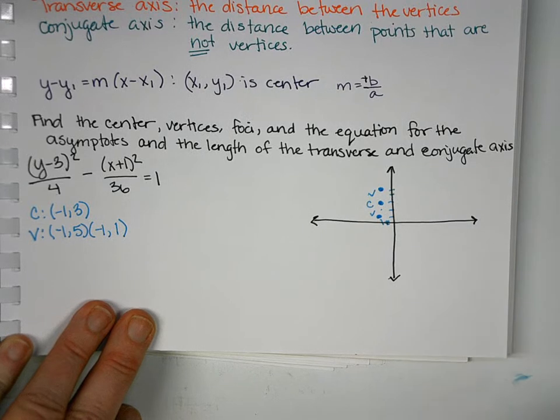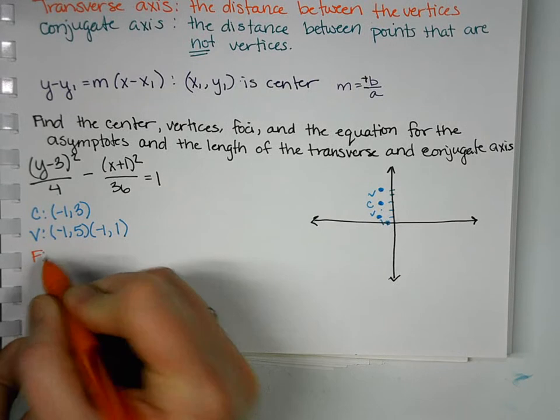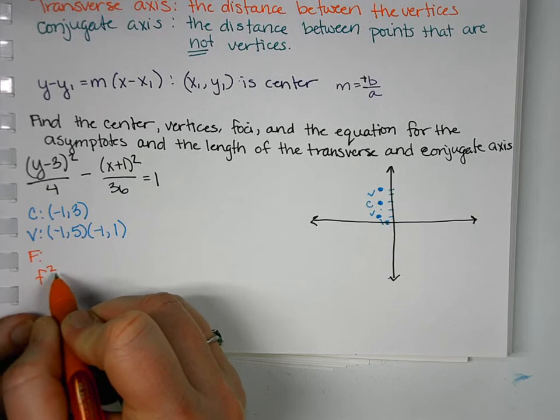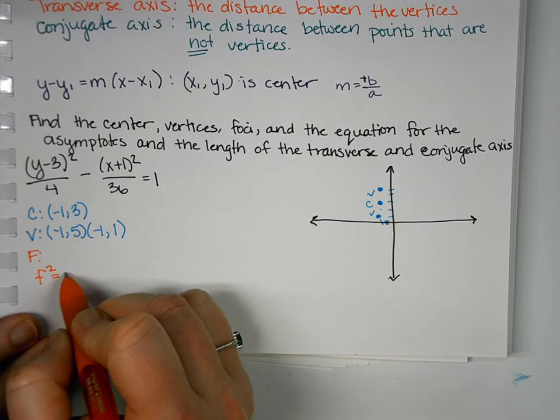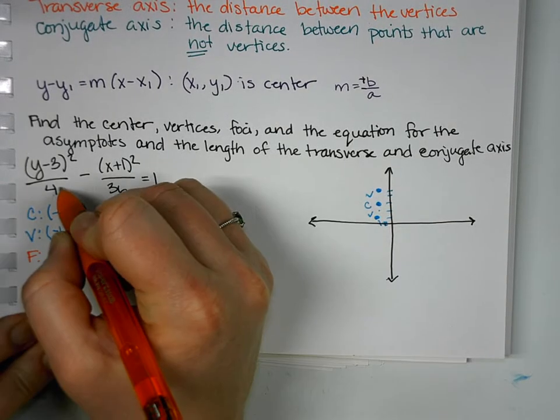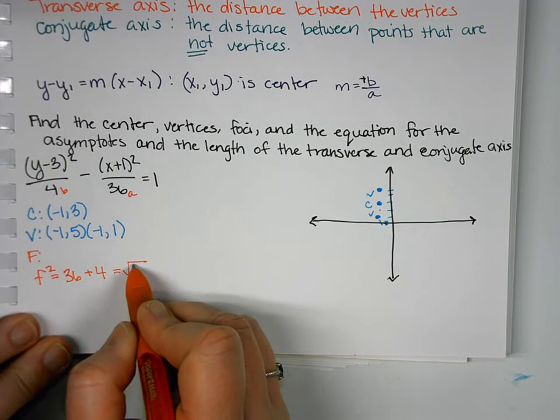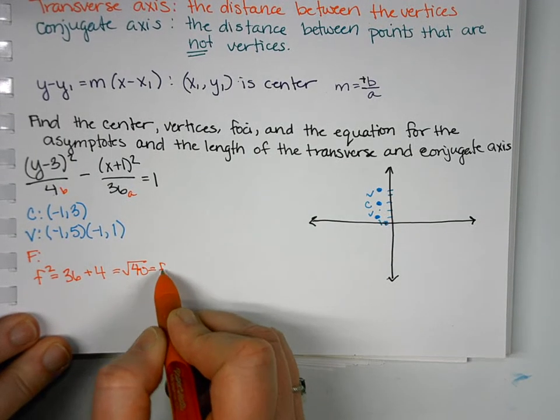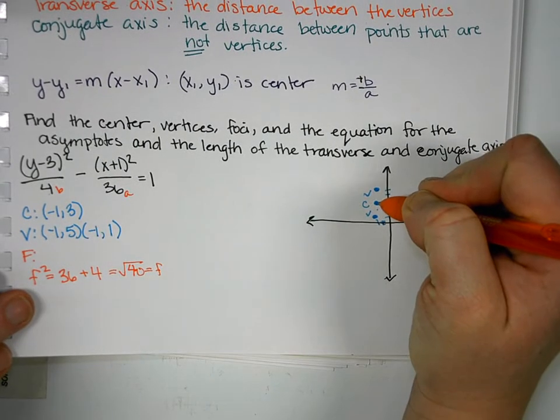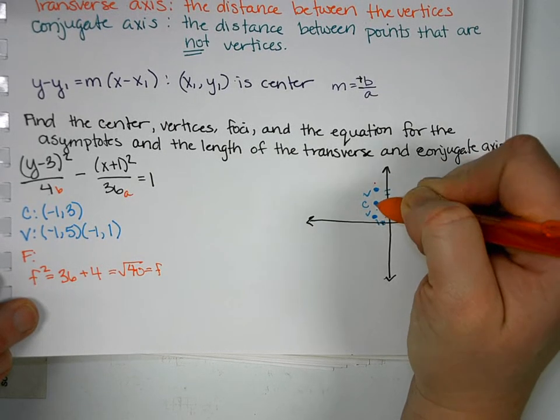For the foci, we do have to do a little bit of work to find the focal length. So I know that f squared will equal a squared, which in this case is 36. So here's our a, here's our b, plus 4. So we have the square root of 40 equals f. So when I go, again, I'm adding it to the center. So my focus is going to be square root 40 up and square root 40 down.